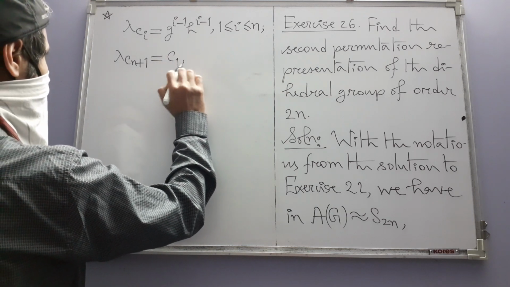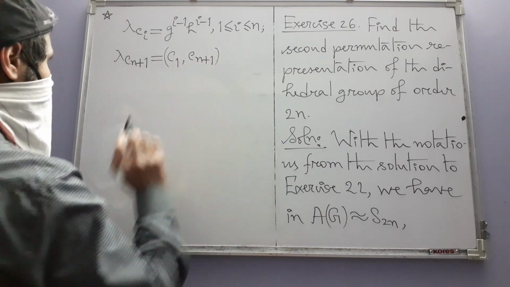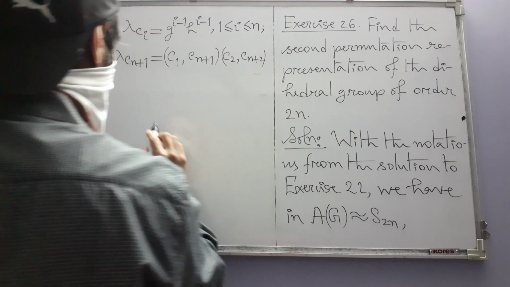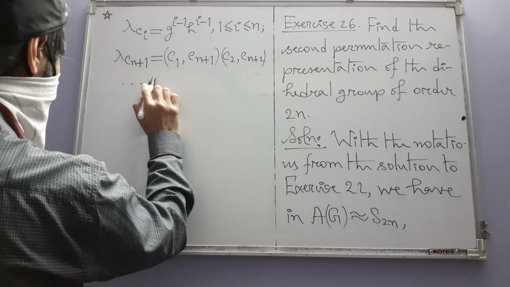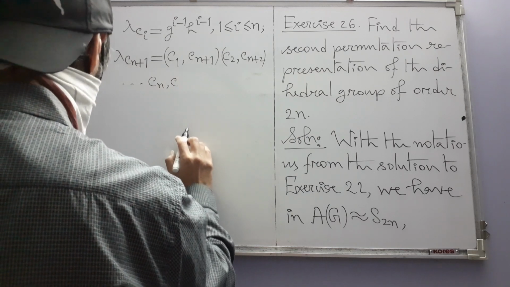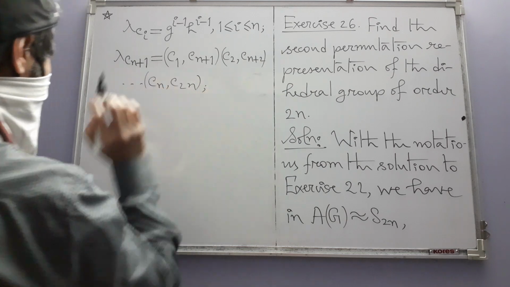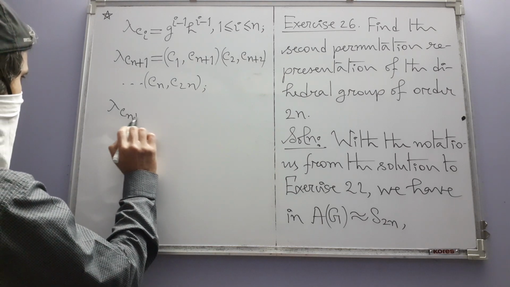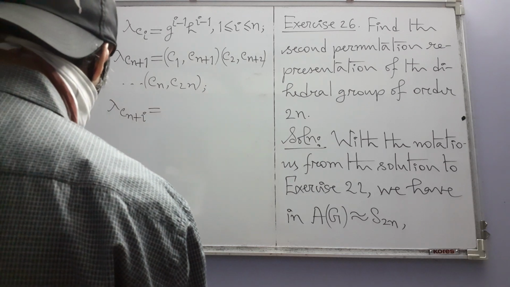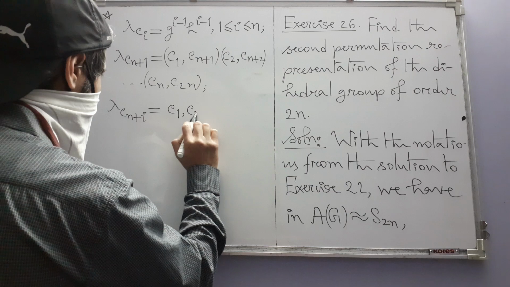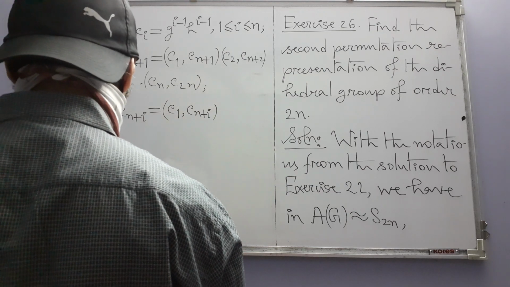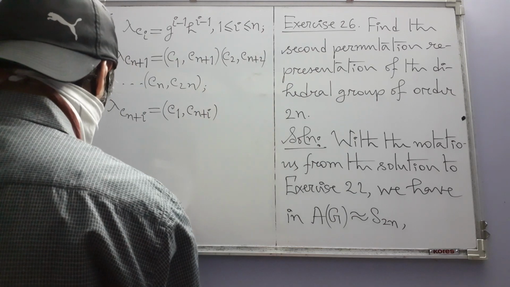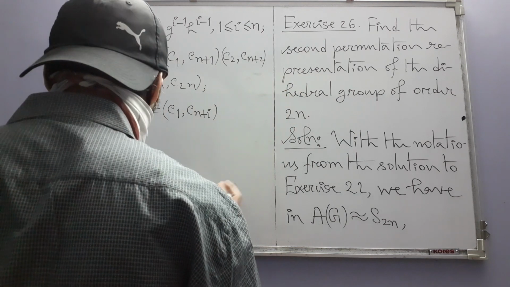It turns out to be this: C1 Cn plus 1, then C2 Cn plus 2, and so on up to Cn C2n, and then we have lambda Cn plus i, and it is C1 Cn plus i. Next, here it's going to increase, here it's going to decrease. Is it this thing? No, that was the previous one. Oh, so here this is also going to increase. This is so confusing.